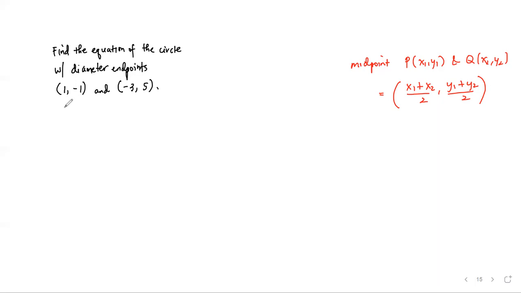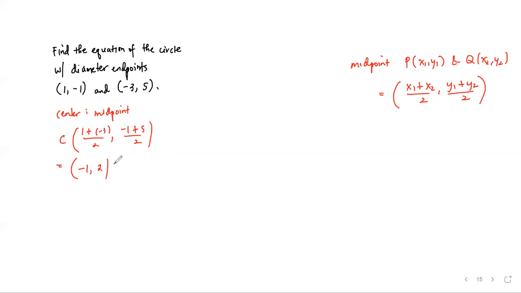So first, let's get the center, which is the midpoint of these given points. So the center will be 1 plus negative 3 over 2. And then we have negative 1 plus 5 over 2. So simplifying this, we get negative 2 over 2, which is negative 1. And this one will be negative 1 plus 5 over 2, which is positive 2.